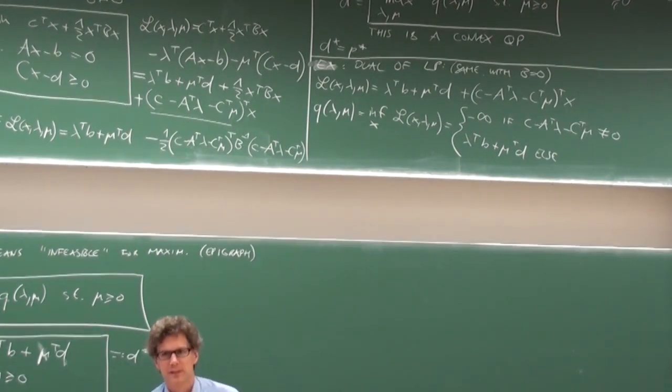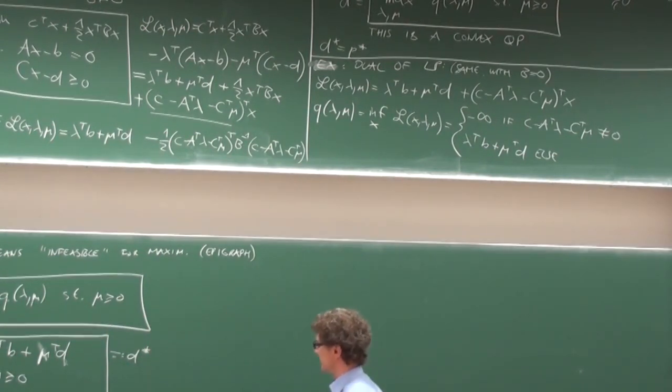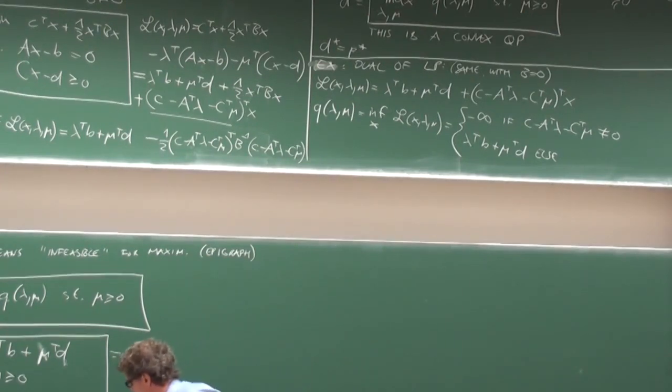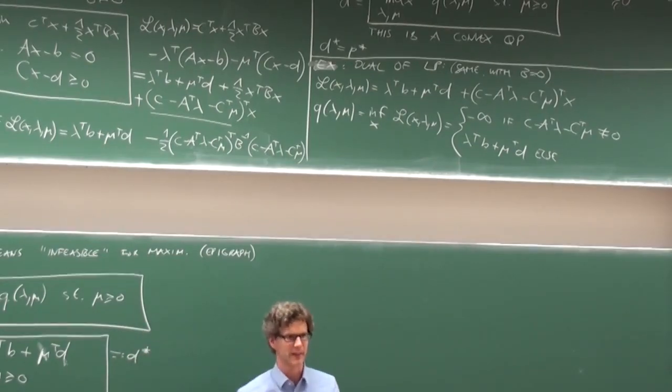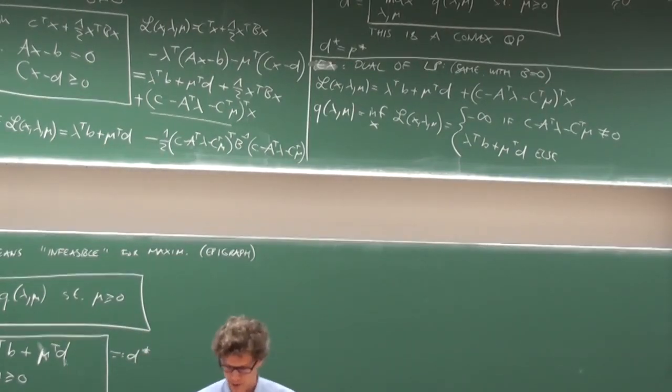But still we have this interesting and strong result that d star equals p star. So we can either solve this one or that one, and we get the same value out of it, which in some contexts can be much faster and easier to solve. We will discuss it in the exercises.